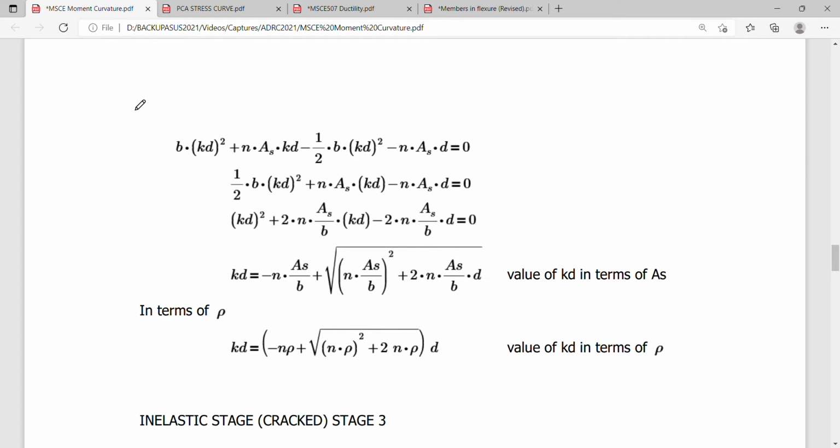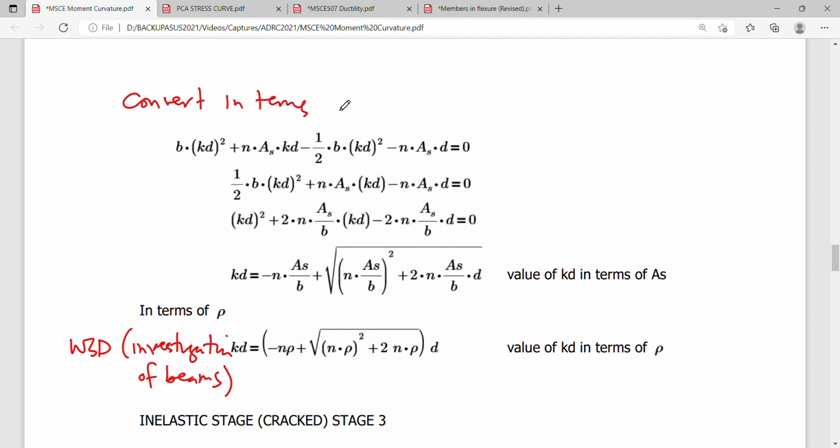Okay, this I made para yung mga undergraduate, alam nila yung derivation ng KD. Ito yung WSD method class if you want. Use in investigation of beams. Okay, so converted in terms of raw. Okay, raw natin. Because the KD in our design, if you still remember, in design, the formula for KD is different.